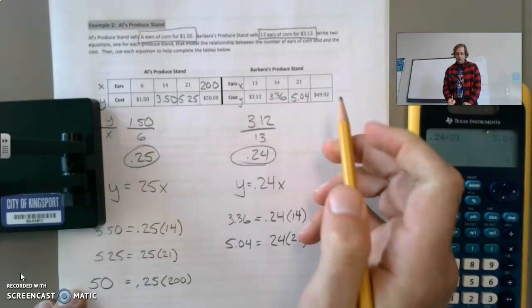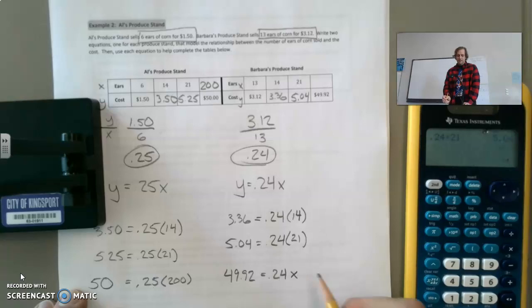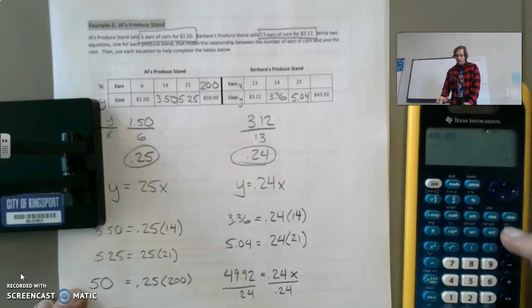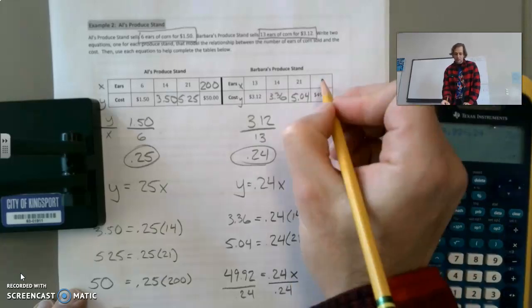Now on the last one here, we're provided with a y value of $49.92, and 24 cents is my constant. I do not know what x is. I'm going to have to solve this one. The way I'm going to solve for x is to divide by the coefficient. In this case, x would be equal to $49.92 divided by 24 cents, which is 208 ears of corn.